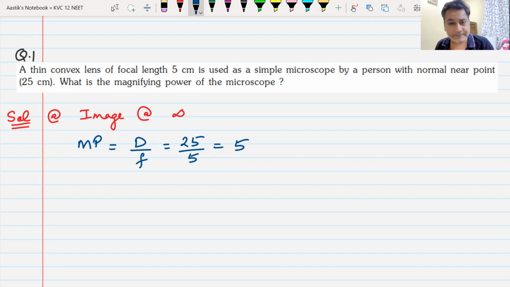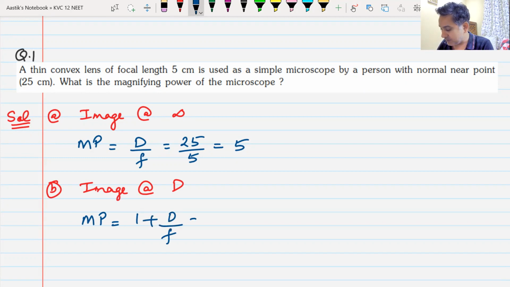Sir, I have used 1 plus D by F, sir. That was for the second case, bacha, when the image is formed at the near point. In that case, the formula is 1 plus D by F, and the answer is 6. So in both the cases, answers are different, my dear friend.